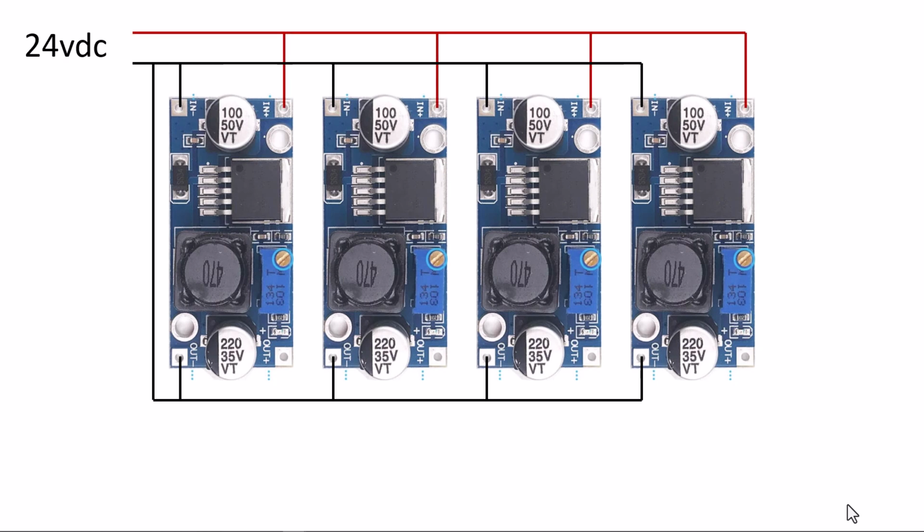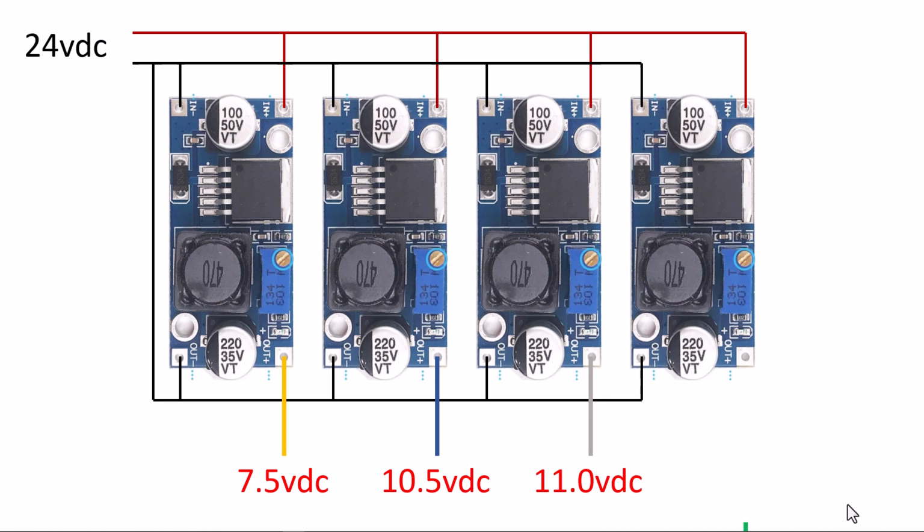And then we're going to hook up 24 volts DC to all 4 input pluses. We're supplying all 4 of these circuits with plus 24 volts DC. And then we're going to connect up output plus. We're going to use 4 different color wires, and we're going to adjust the potentiometers for roughly these 4 voltages.